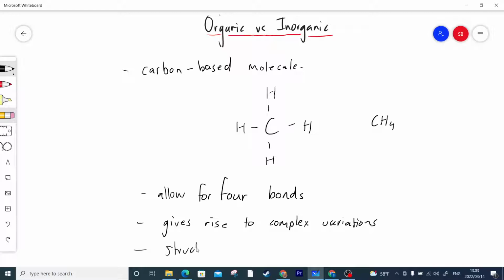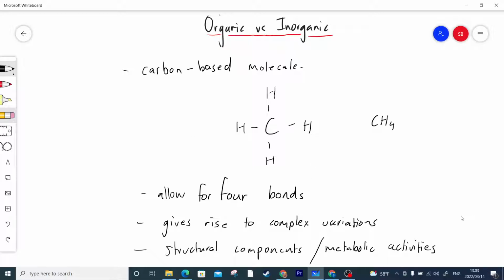structural components in our body, as well as metabolic activities, things like enzymes that help us speed up reactions. These enzymes will contain carbon as well. Great. So, that's organic compounds, the basics of it.